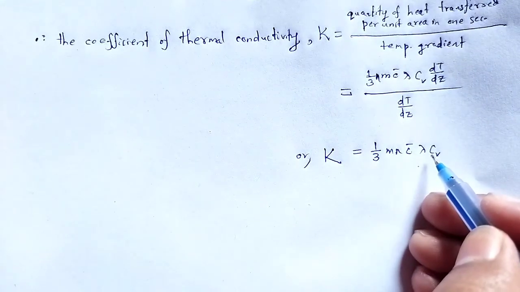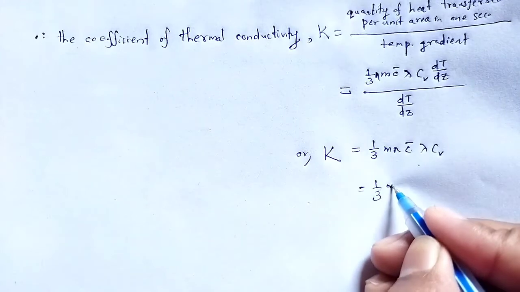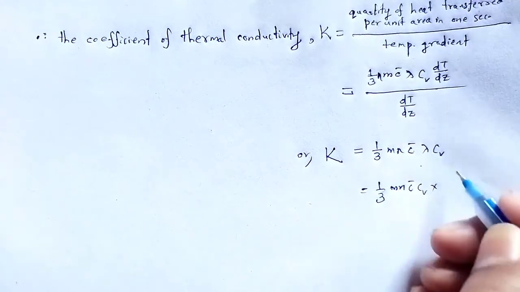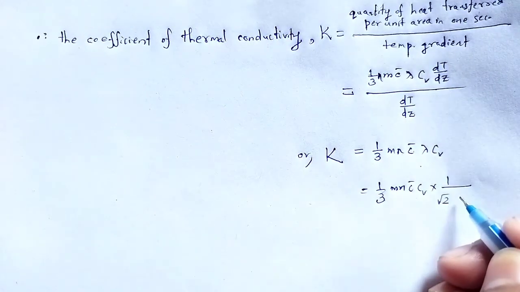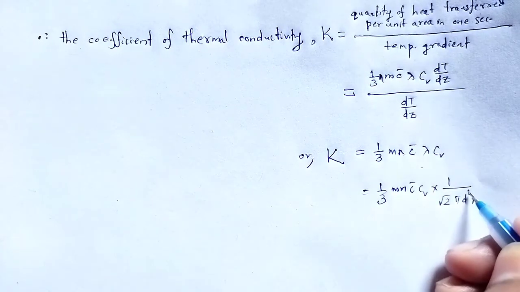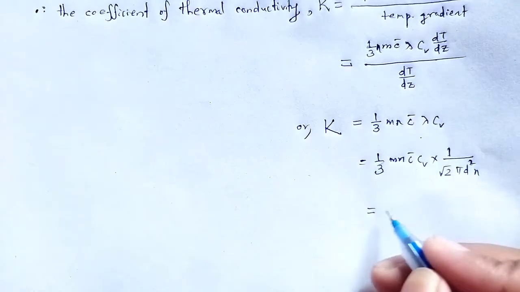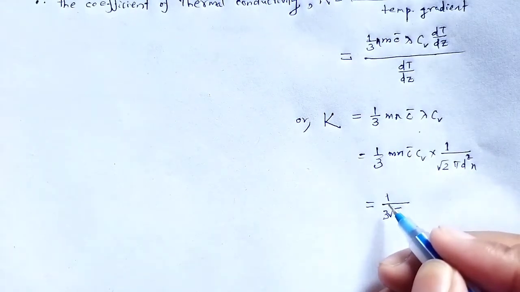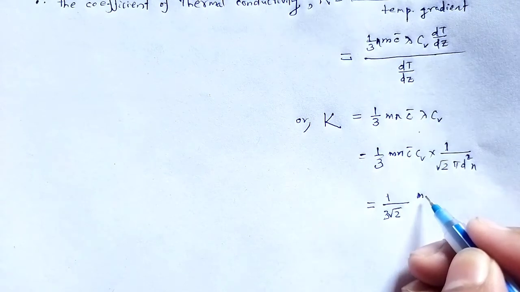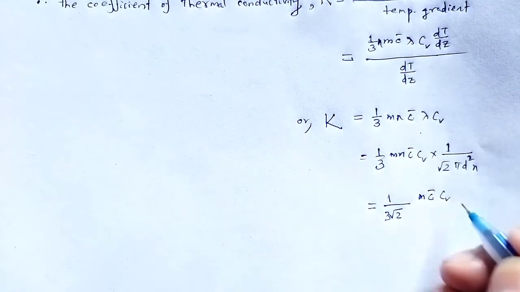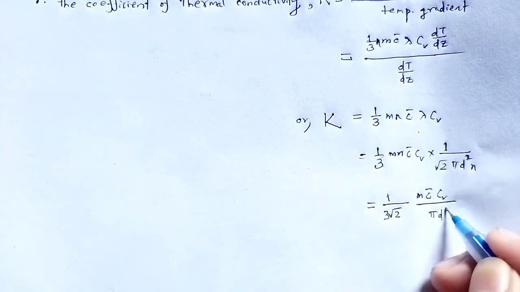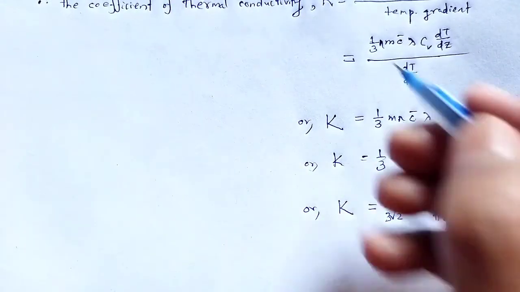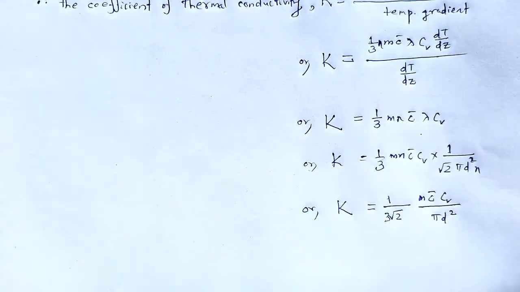Now put the value of lambda here: 1/3 m n c bar c_v into the value of lambda, 1/(√2 π d² n). On simplification, that value will be 1/√2 times m c bar c_v divided by π d². The n cancels out. This is K, the coefficient of thermal conductivity.